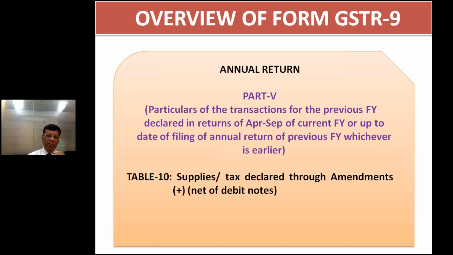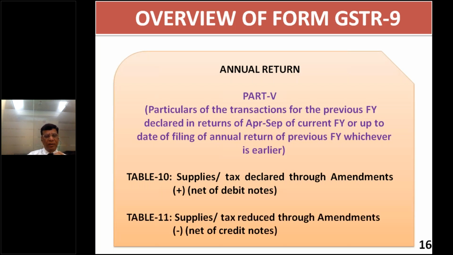It contains 5 tables. In this Part 5, Table 10 contains supplies on which tax is declared through amendments, that is, net of debit notes, meaning thereby what kind of amendments etc. you have made through which the supplies have increased in the subsequent years, and what kind of credit notes or amendments you have made through which your tax liability or your outward supply got reduced.